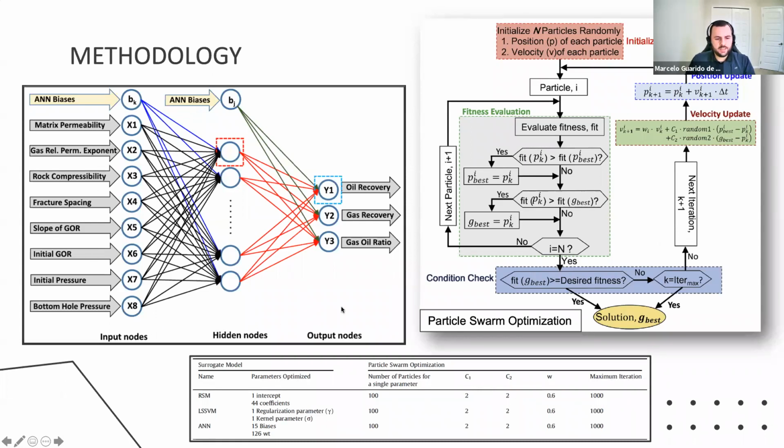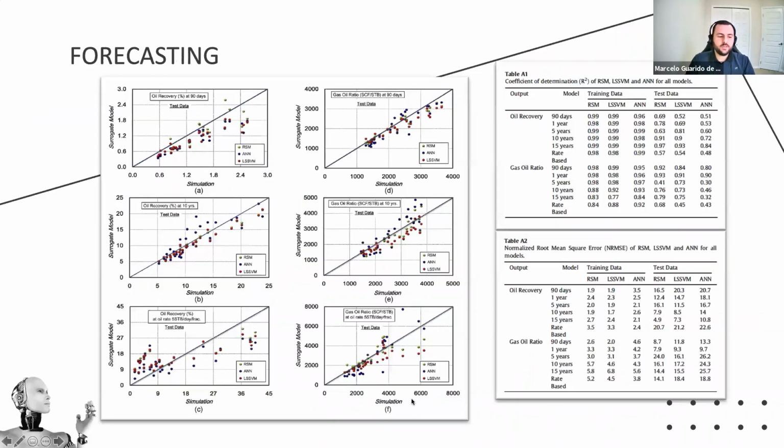I also put here this drawing from their paper of the neural networks that they are using, just to show what the input parameters are for the forecasting and what they are predicting. They are predicting the oil recovery, the gas recovery, and the gas oil ratio. And down here, it's just a representation of how many parameters they are changing in this particle swarm optimization. And those are the results that they got.